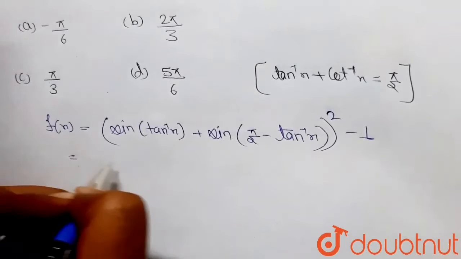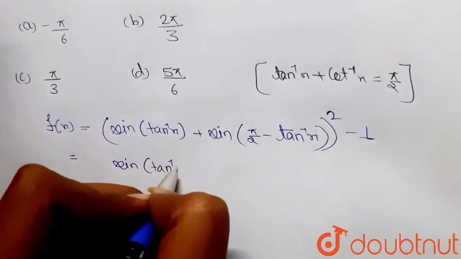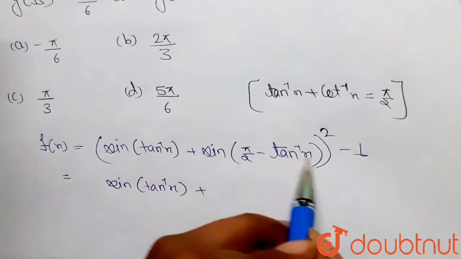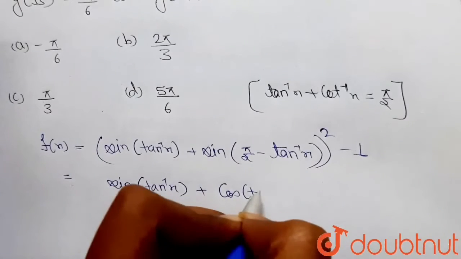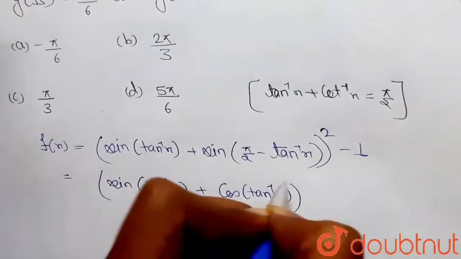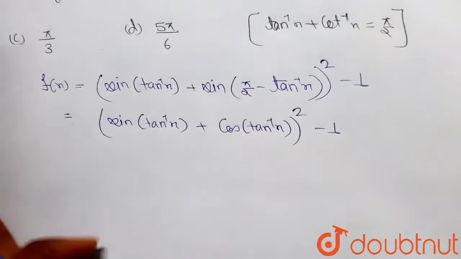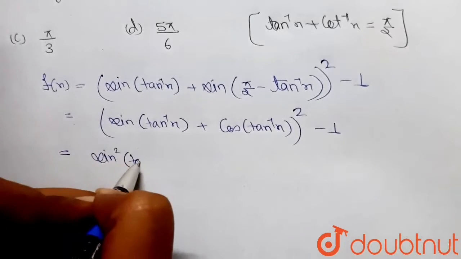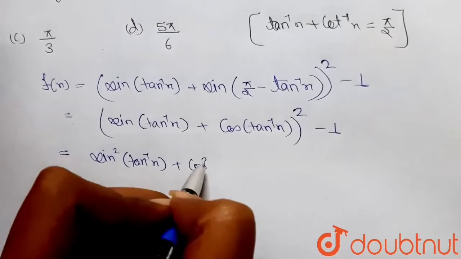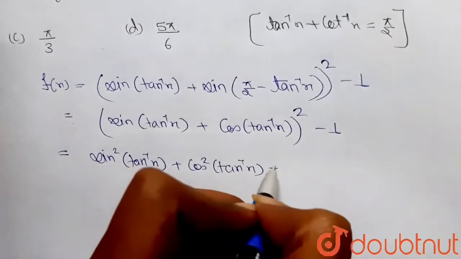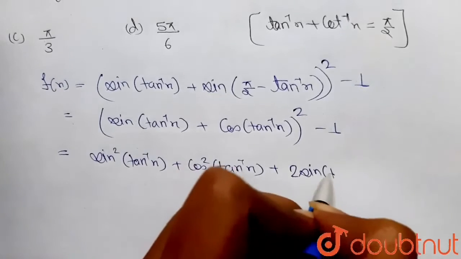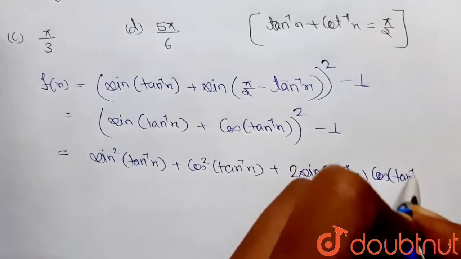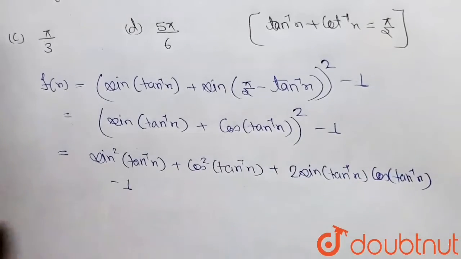So now this will become sine of tan inverse x plus sine of 90 minus theta, which is equal to cos theta, right? So this will become cos of tan inverse x, this whole square minus 1, right? Now let's open this bracket using a plus b whole square. So this will be sine square tan inverse x plus cos square tan inverse x plus 2 sine tan inverse x into cos of tan inverse x minus 1, right?